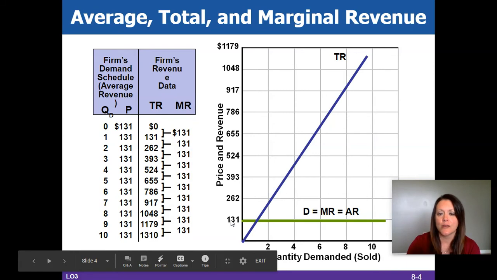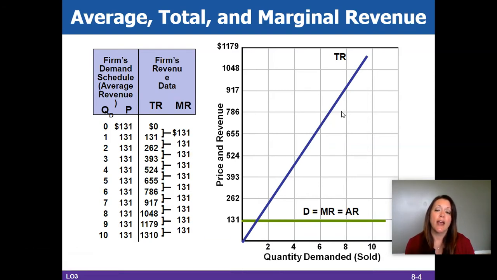It's this horizontal line. And then our total revenue has an increasing slope, a positive slope, because every time you sell one more item, you're making that much more money. In this case, we're saying that the price is $131. Every time we sell one more item, we make 131 additional dollars. So that is our demand, our marginal revenue, our average revenue, also our price.